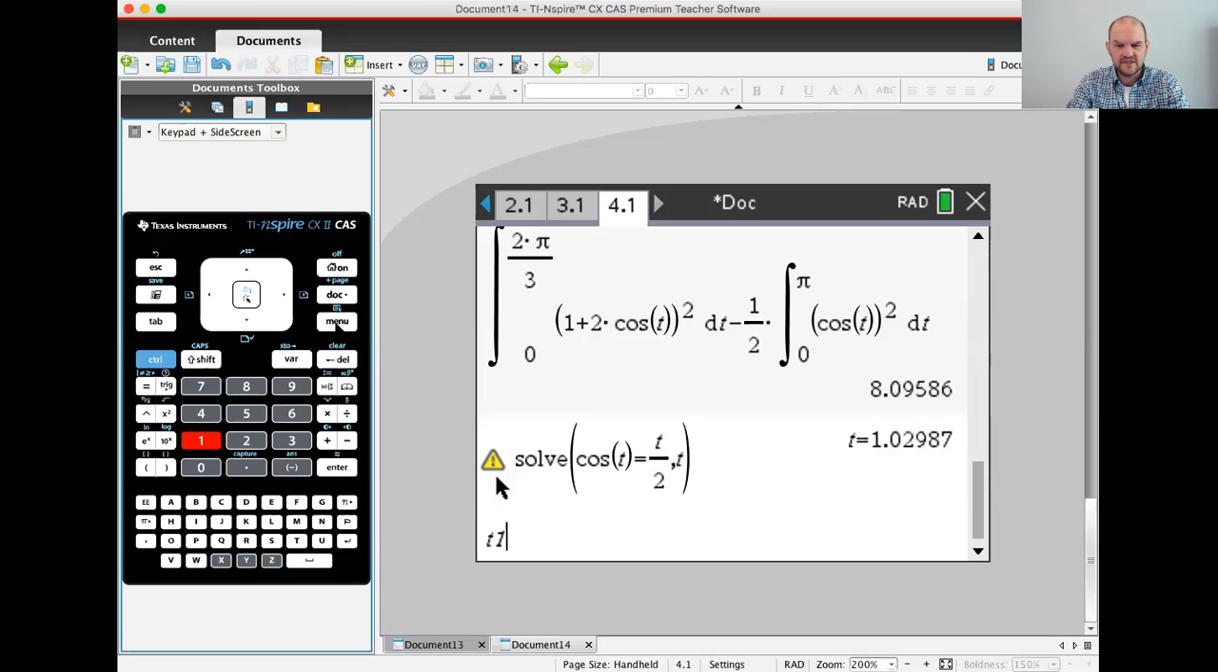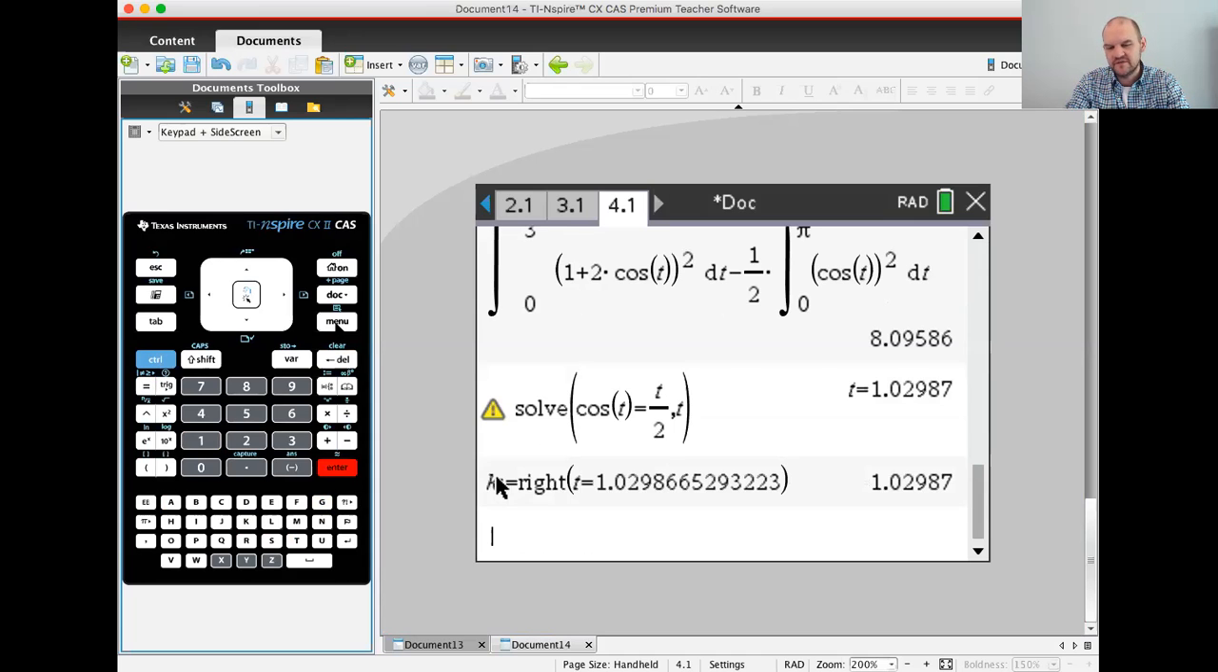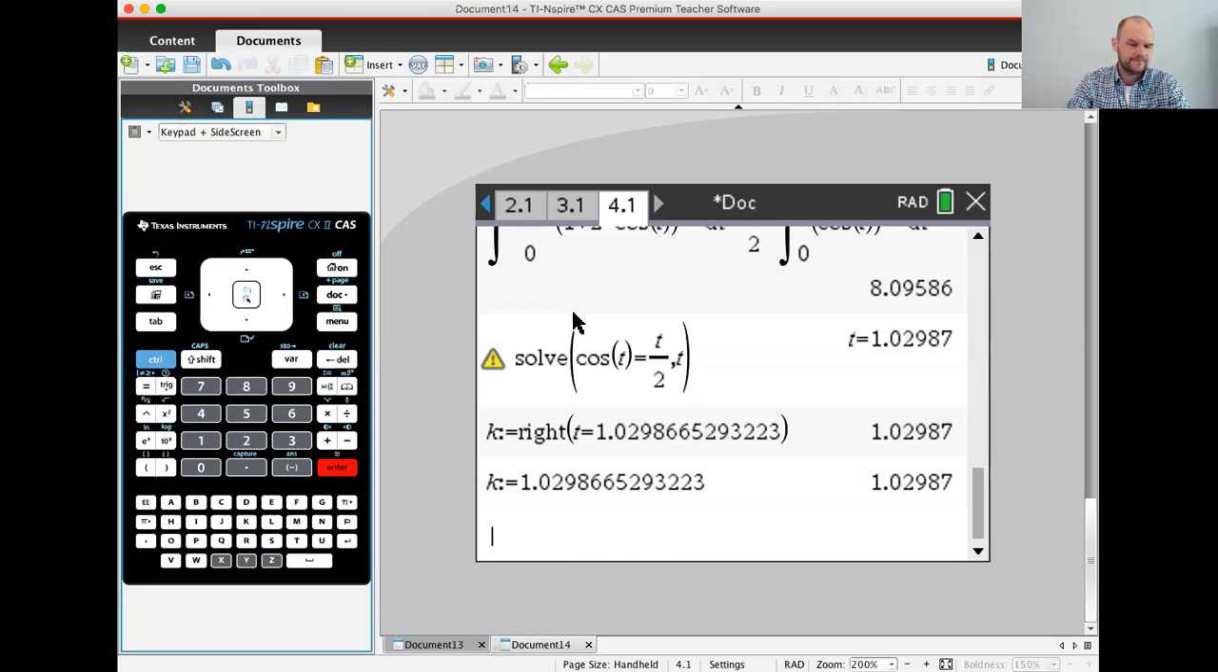So I'm going to store that as T1. Well, I said I would store it as K. So K, I'm going to say it's the right side of the answer. It's a weird way of doing that, and I wouldn't do that on the handheld probably. What I would do on the handheld is just do that and then go over here and delete this and replace it with K colon equals. And then it stores it.